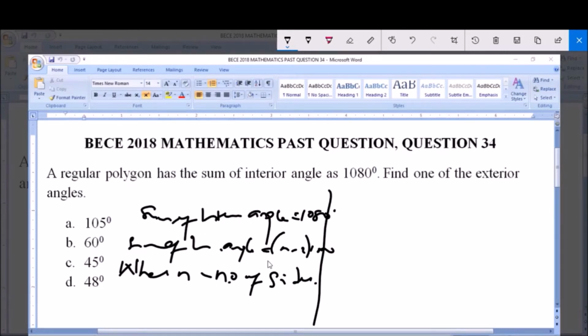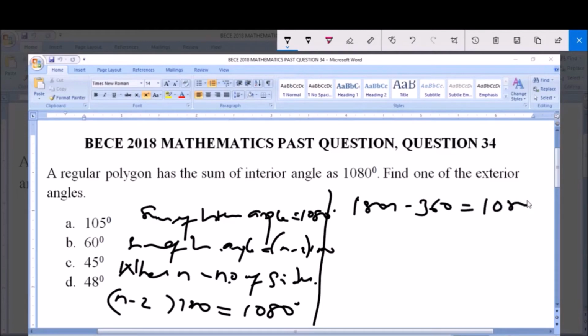And so for us to know the number of sides of this polygon, we must equate this formula to 1080 degrees. So therefore we have that n minus 2 in brackets multiplied by 180 is equal to 1080 degrees. So from here 180 will multiply n to give us 180n, minus 180 will multiply 2 to give us 360, is equal to 1080 degrees. So from here we collect like terms, we have that 180n is equal to 1080 degrees plus 360.